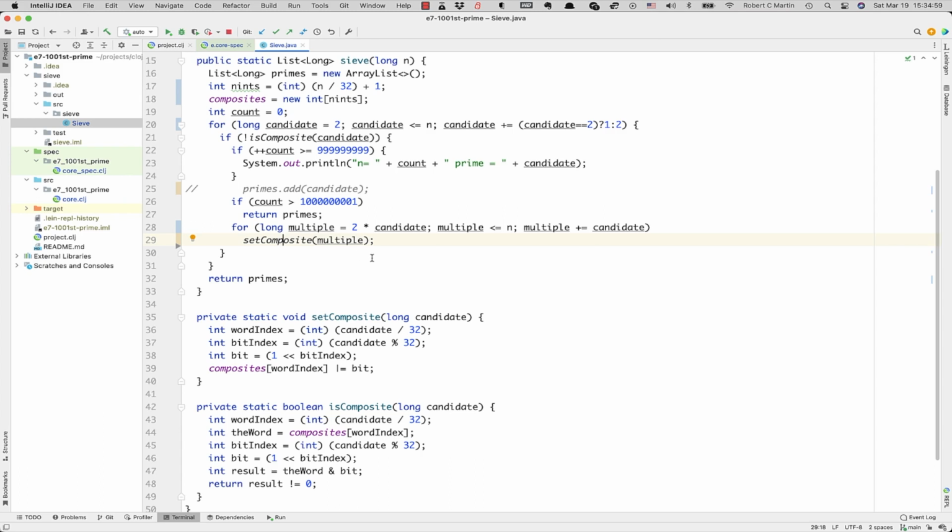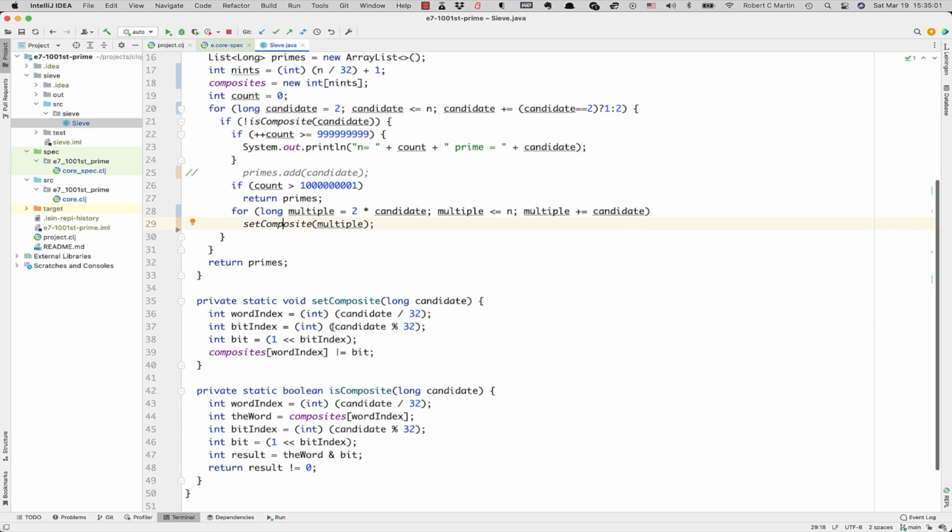Okay, so the trickiness here now goes into just this bit twiddling. And this is not rocket science stuff. If you want to set the composite, if you want to say that this number is a composite, you want to set that bit in the sieve, then you work out what word it is by dividing by 32, and you work out what bit it is by getting the remainder of 32, and then you shift a 1. You shift a 1 left by that remainder, and then you just OR it into the word.